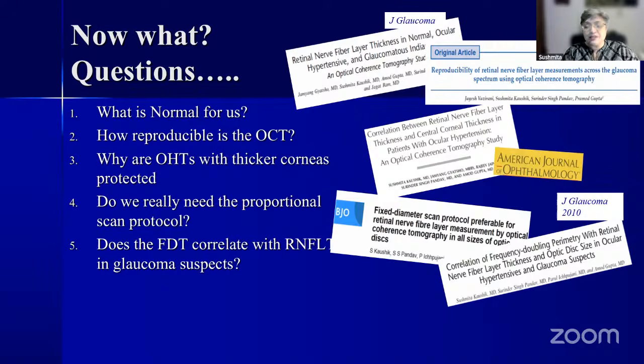with the RNFL thickness. So that was nice, and we followed that up with a progression of the disc suspects. And sure enough, when the FDT was worse and the RNFL was thinner, those disc suspects, as you could expect, went on to develop glaucoma over a period of time.